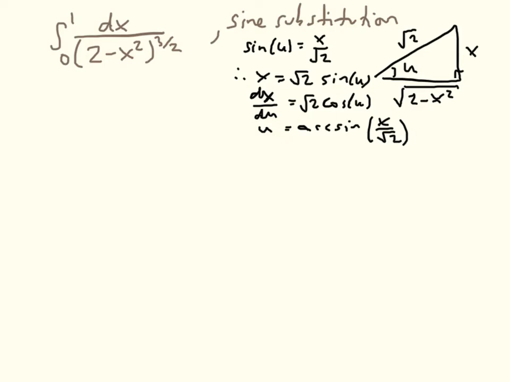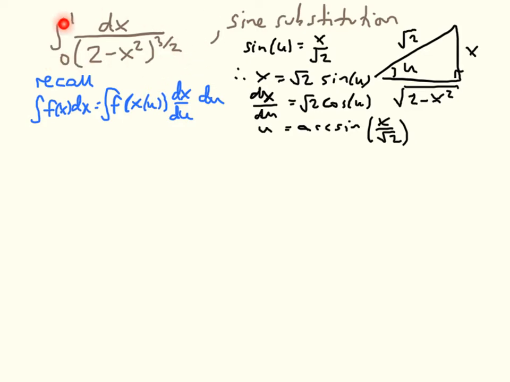So now let's recall our key formula. The integral of f of x with respect to x is going to be the integral of f of, and now we can rewrite x in terms of some new variable that we've called u. We insert by hand dx/du, this is a consequence of the chain rule, and then we integrate with respect to u. So here is our integral, here is everything that we're going to need, and here is our formula.